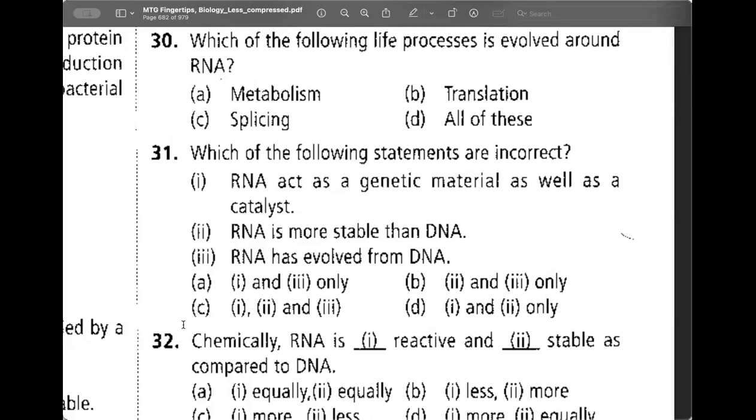Why did you say option C first? So you are saying that option 2 and option 3 is incorrect. So RNA is more stable than DNA is incorrect. Yes. And RNA has evolved from DNA is incorrect. Yeah. And RNA acts as a genetic material as well as a catalyst is correct, right? Yeah, right. So it's 2 and 3, which is option B, right? Perfect. So why did you choose C first?